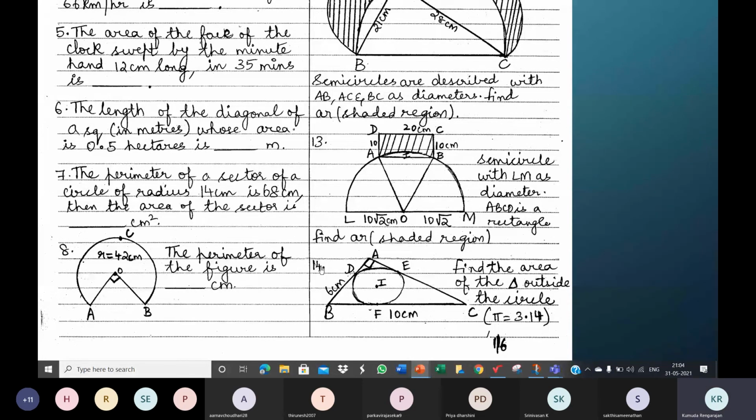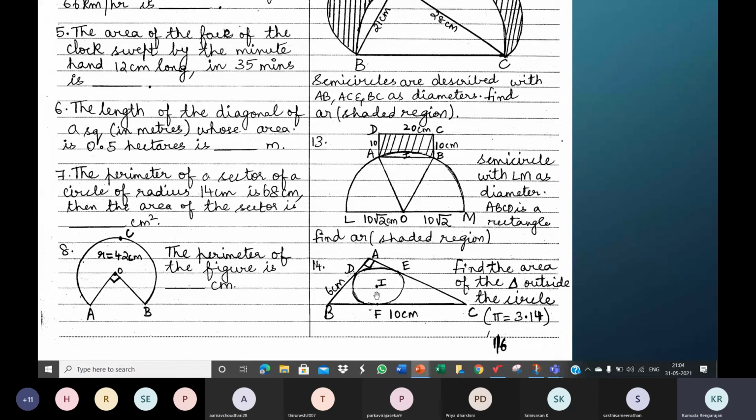So ID is the radius at the point of contact. We know that the radius and the tangent at the point of contact are perpendicular to each other. So 90 degrees. ID is perpendicular to AB. Similarly, IF will be perpendicular to BC. IE is perpendicular to AC because radius and tangent at the point of contact are perpendicular to each other. That's how you know it's 90.